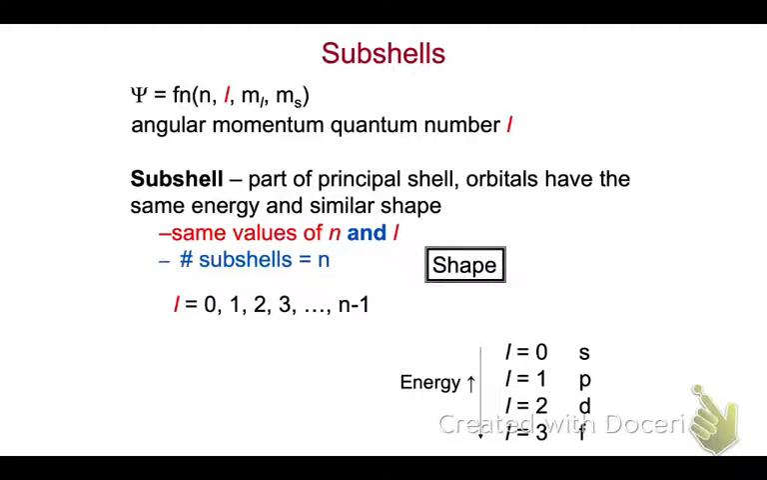Now, when it comes to the energy, please let me explain this here. Energy increases with increasing L value, which means the s orbital is the lowest energy, then p is higher energy than s, d is higher energy than p, and f is higher energy than d, as long as they are all on the same principal quantum number, or the same n level.